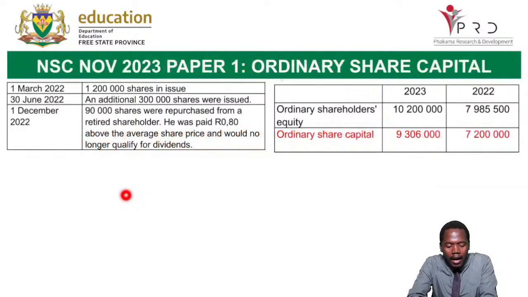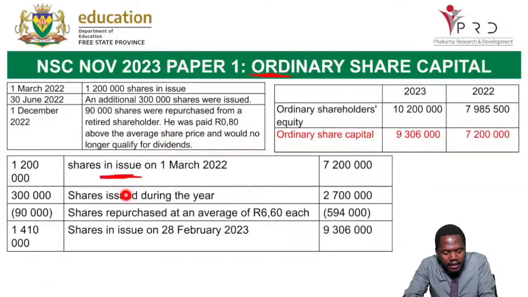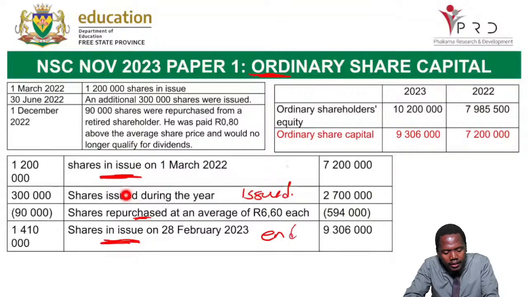First of all, we are calculating ordinary share capital. I am going to explain how we arrived at these answers for ordinary share capital. Now, for our ordinary share capital, remember how our format looks. It has the shares in issue at the beginning, plus the shares issued during the year, minus the shares repurchased. And then we will get the shares in issue at the end.